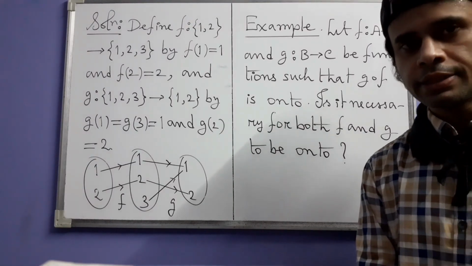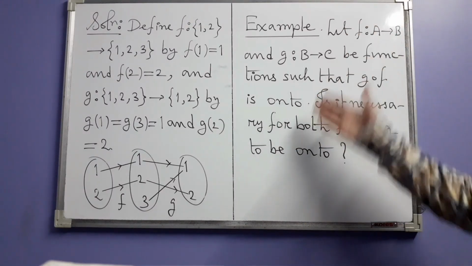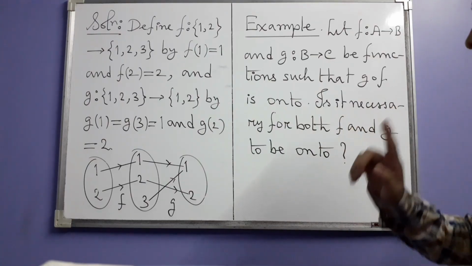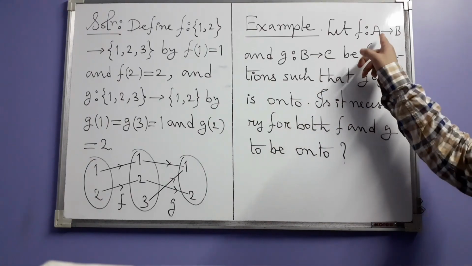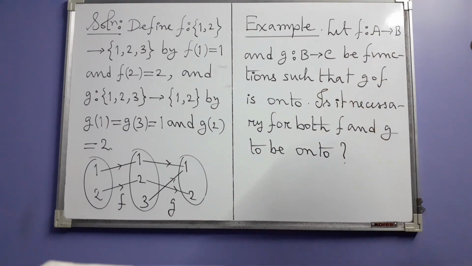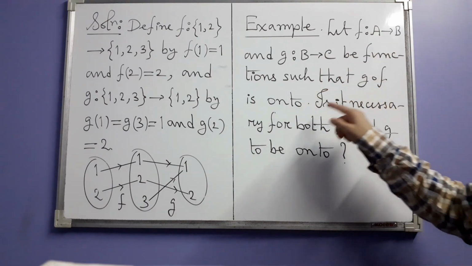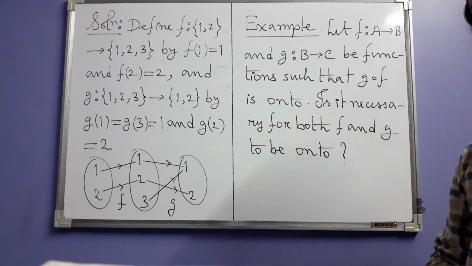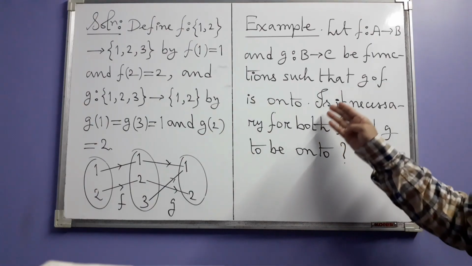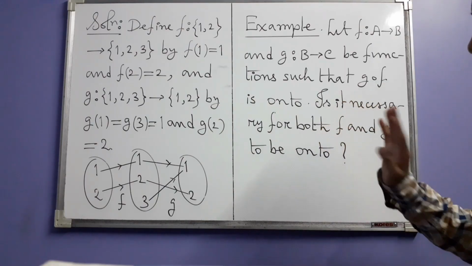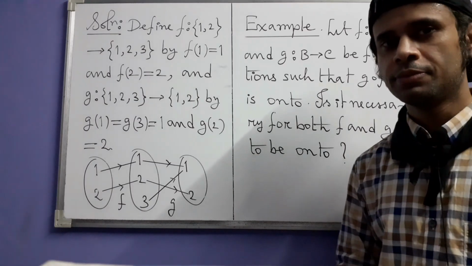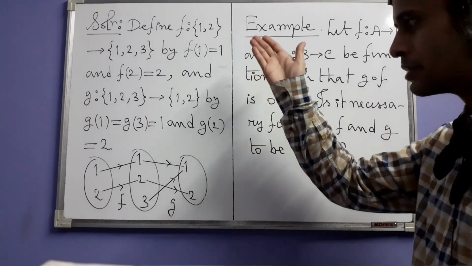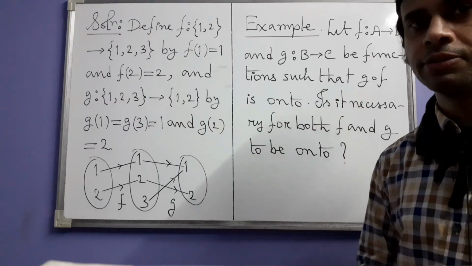And then in this next example, we have the exact same thing. The only difference is that here now we have onto-ness. Again we have our f and g as before, but this time g composition f is given to be onto, and the question is similar. Then is it necessary for both f and g to be onto? And the answer again is no. And magically that exact same thing can be taken as your solution.